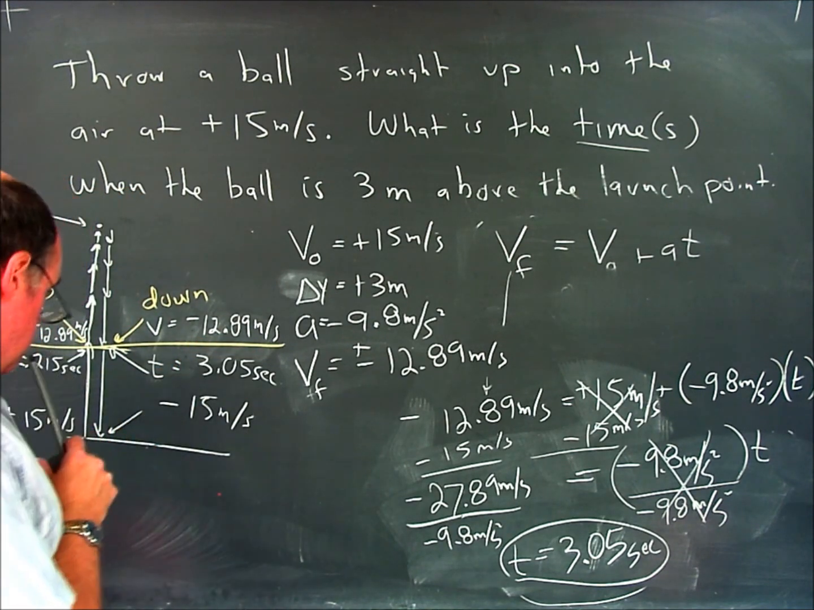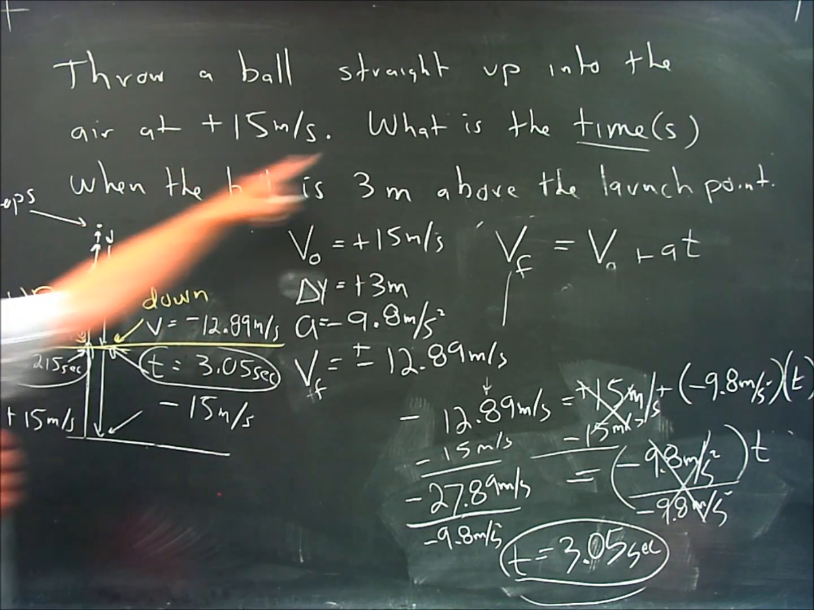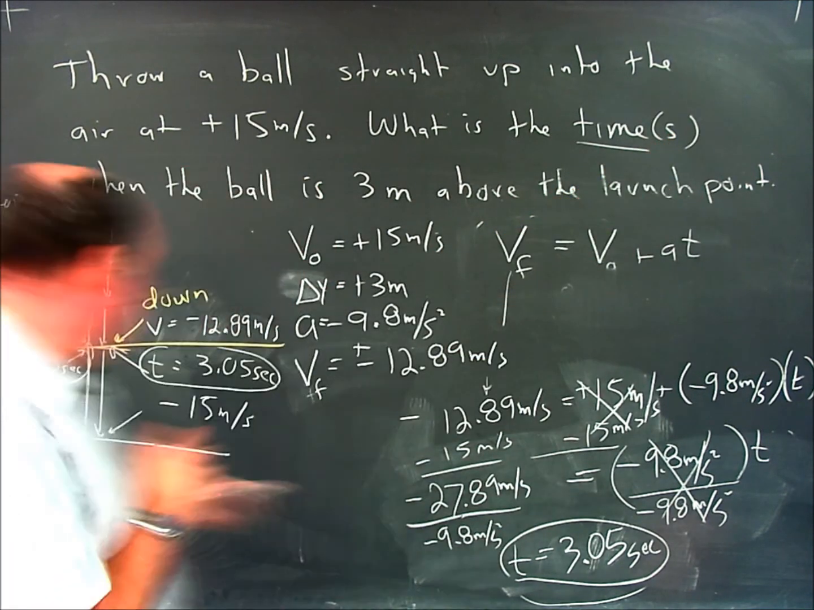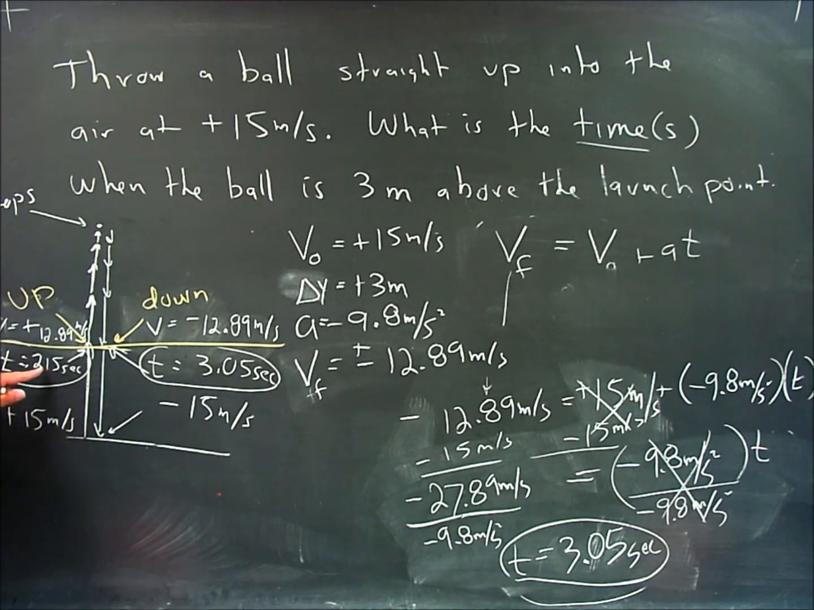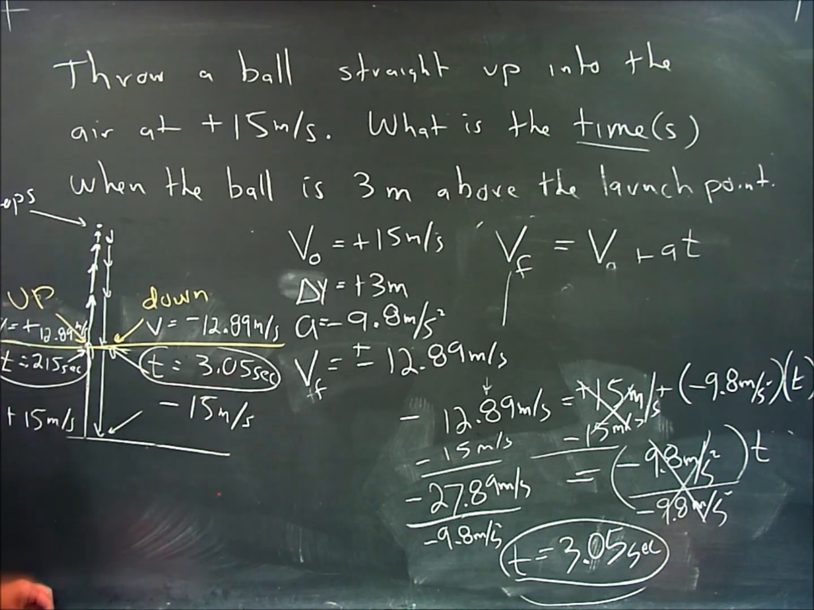And that's the two different values. They were asking what is the time, and then in parentheses, times. So we've got them both. When it's going up at 0.215 seconds, it'll be 3 meters above the ground. And as it's coming down at 3.05 seconds, it'll be exactly 3 meters above the ground.